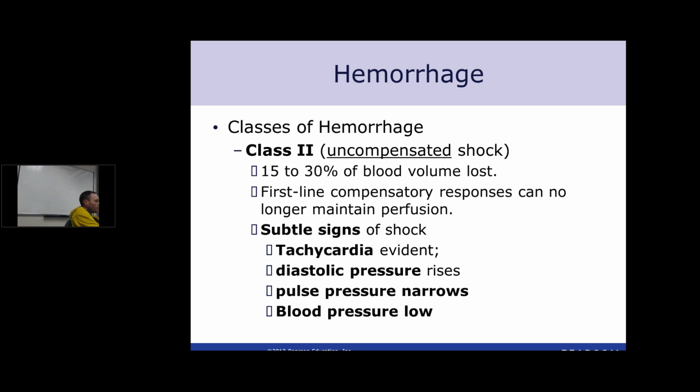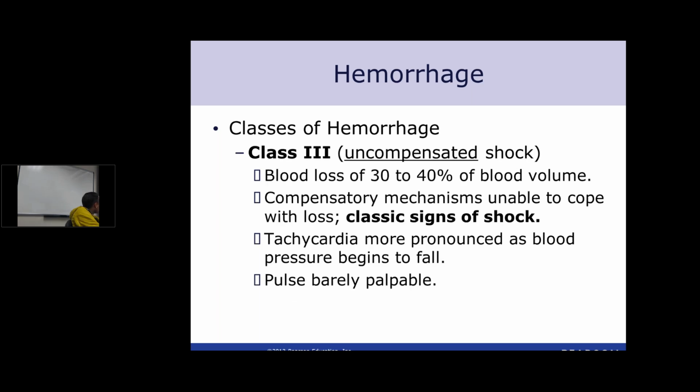Neurogenic, yeah. I heard a whole bunch of stuff that meant the same thing as neurogenic, right? And then, yeah, your blood pressure will start to decrease a little bit. Class 3, that's when we're getting close to that 2 liters, and your compensatory mechanisms just can't handle it. And you get those classic signs of shock. If you don't replace, then you have end organ damage and the patient dies.